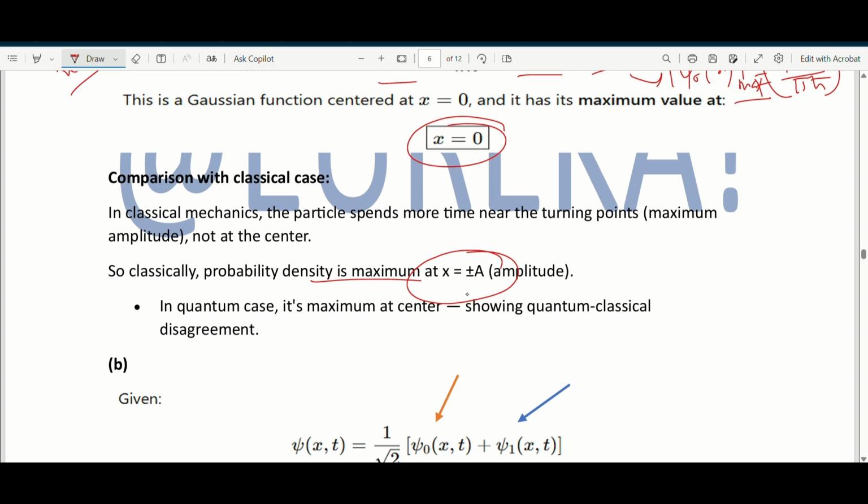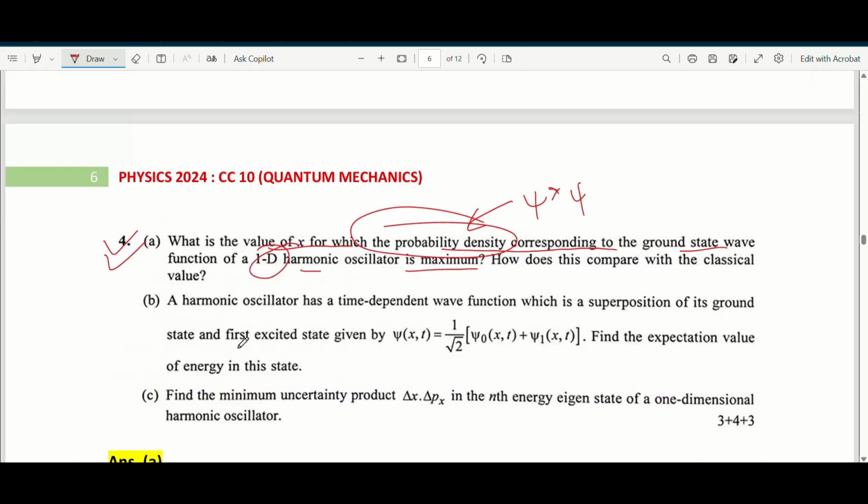Okay, so in the quantum case it's maximum at the center, so there is a quantum-classical disagreement. Okay, next question: a harmonic oscillator with a time dependent wave function is given as this, with x position and t also. Psi 0 is the ground state, this is the GS, and this is the first excited state. Find the expectation value of the energy in this state.